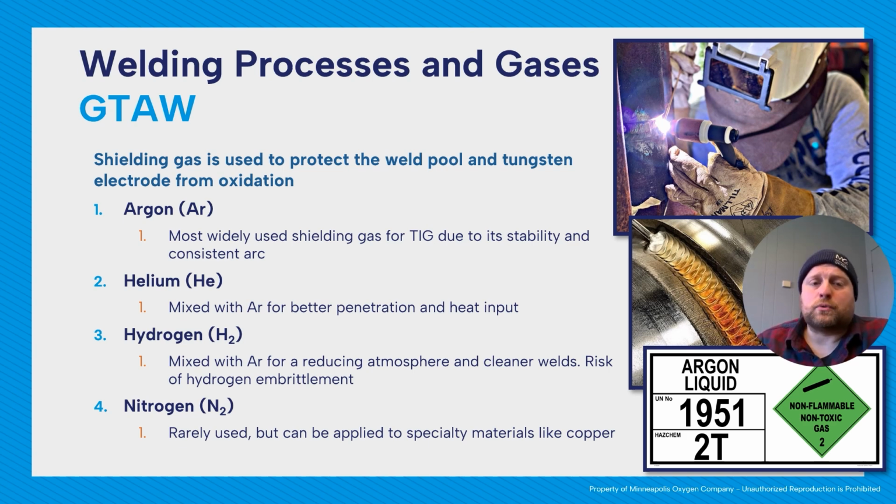Argon is the most widely used shielding gas. Very stable, consistent arc. Helium was what was originally used. That's why you might see the term heliarc for TIG. So that was kind of the original description. Helium we will mix with argon for better penetration. Again, like I said, with aluminum especially, it really helps out because that aluminum disperses heat so fast. We got to get some more heat in there to actually be able to melt and make the weld on thicker pieces.